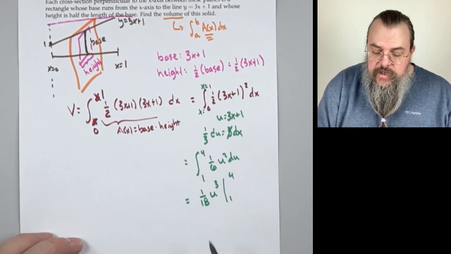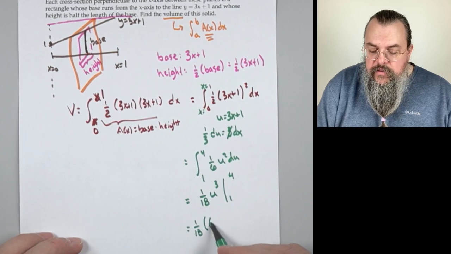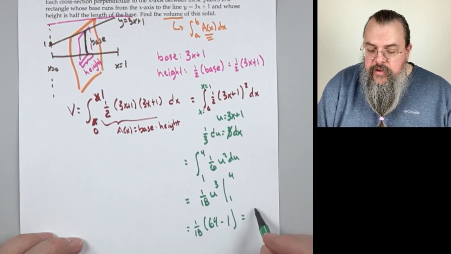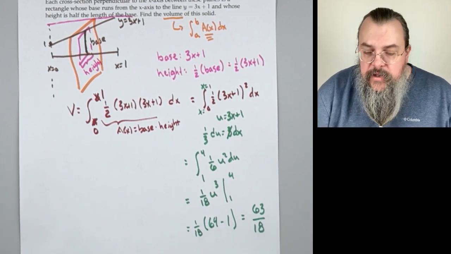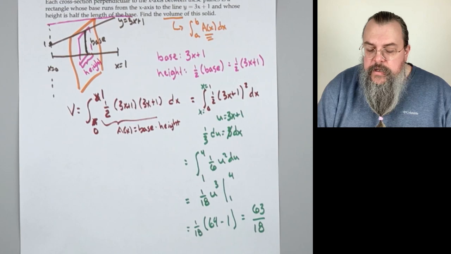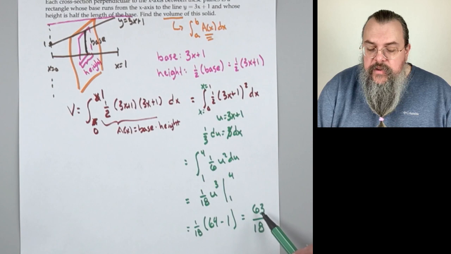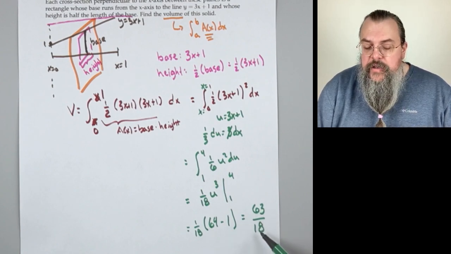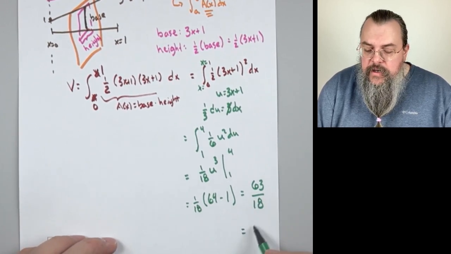And we're almost there. So that's 1/18 times, 4 cubed is 64, 1 cubed is 1. And so we end up with 63/18. Now you might say, well, can you simplify anything? Well, they both have factors of 9 involved, right? 63 is 7 times 9, and 18 is 2 times 9. So if we cancel out a 9, we get our 7/2.